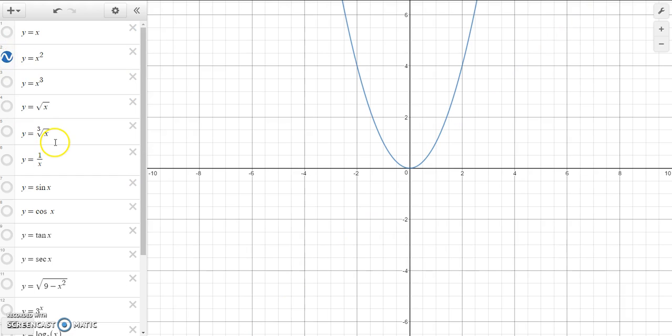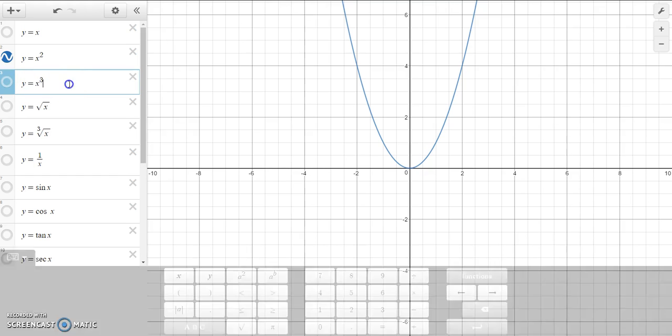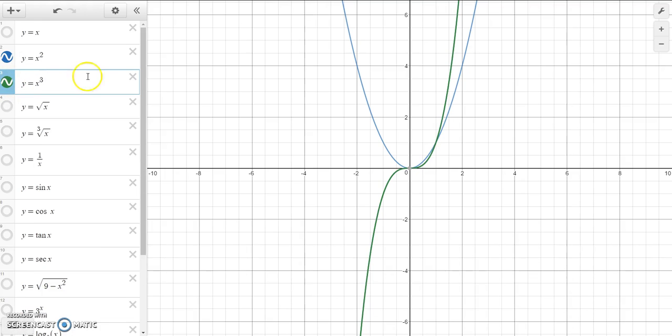Then we have our power function, y equals x squared, a parabola. The next power function we want to know, and that's an even function, is y equals x cubed, and that's going to be an odd function. It's shown there in green, and again that means it's symmetrical about the origin. This portion and this portion are symmetrical, whereas in the previous one it was symmetrical across the y-axis.